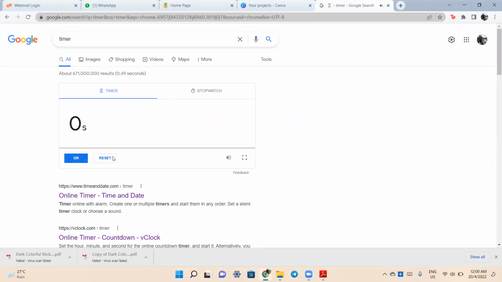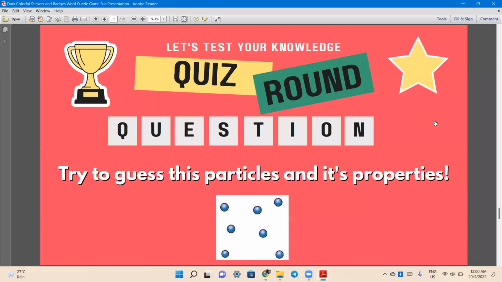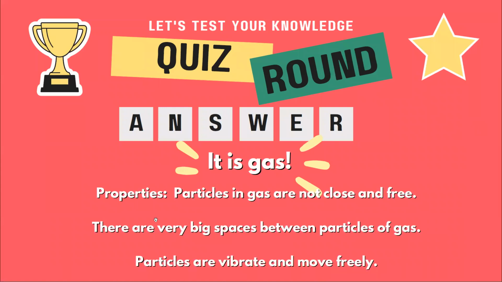Okay, let's see whether you got that correct or not. The answer is, drum roll, please. The answer is gas. For properties, you can describe that particles in a gas are not close, and they are free. Or you can talk about how big the spaces are between them, and you can talk about how particles vibrate and move freely. All three answers, even if you answer only one, is correct.